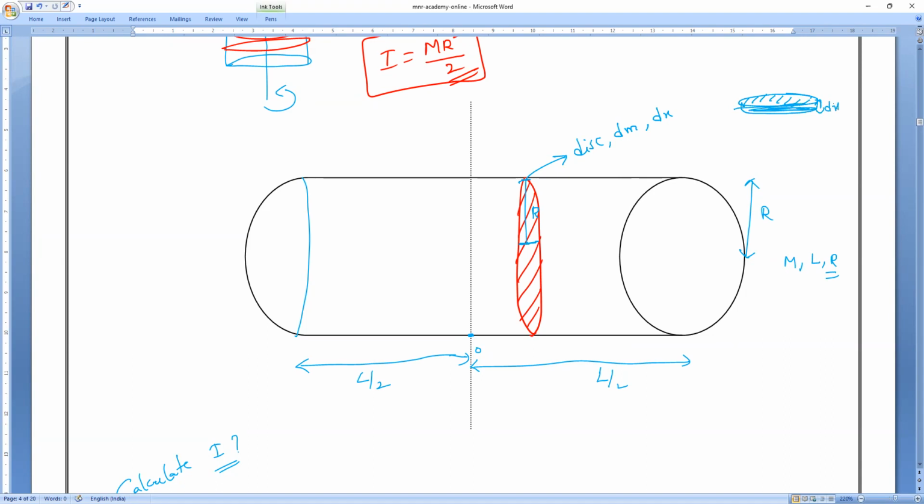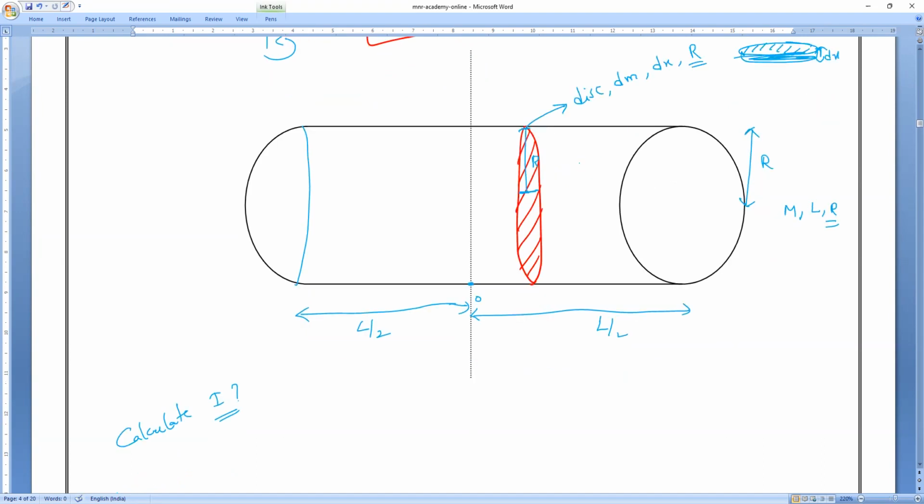Everybody, we will consider a dx thickness, and R is the radius; R remains constant. So now I want the moment of inertia of this particular particle. Of course, we can cut it into hundreds of particles, an infinite number of disks we can form. So I want the moment of inertia of this small particle.